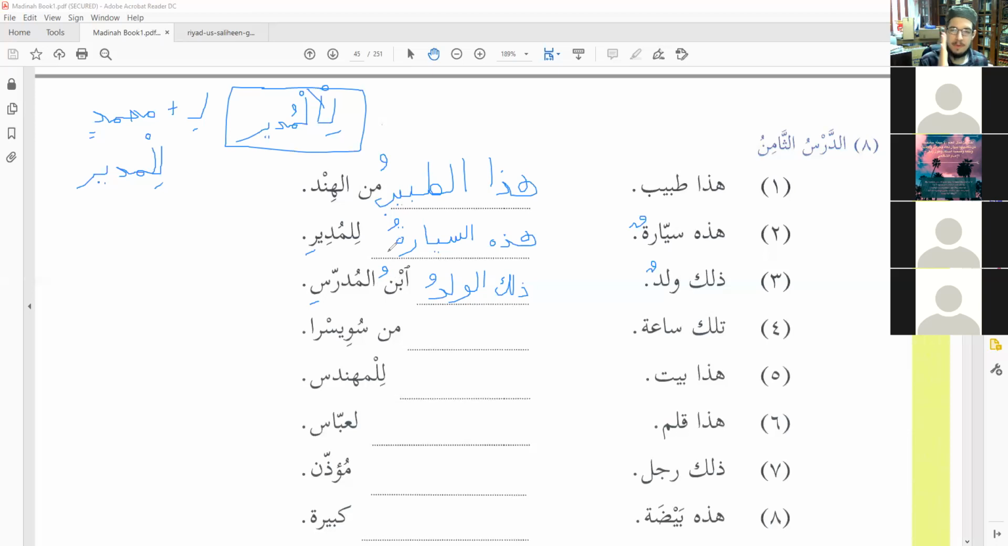Where is the differentiation? I'm going to draw a line here in this sentence. Where does the mubtada stop and the khabar begin? The mubtada is... you mean the first one or the second one? Yes, in the second part. In the second one, it's dhalikal walad is the mubtada, and then what about him? He's the son of the teacher. That's the khabar. Fantastic. So then I'll ask you again. Why is Ibn with a Dhamma? It's the khabar. Yes, it's the khabar.